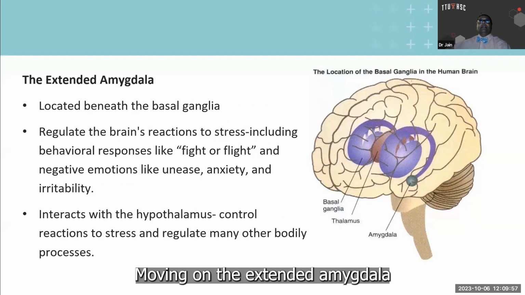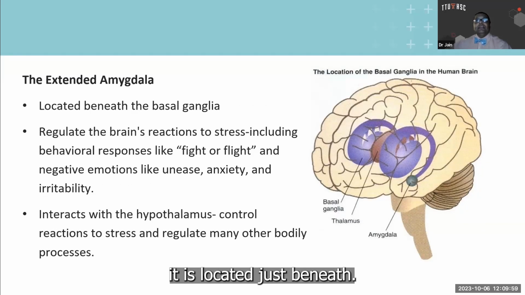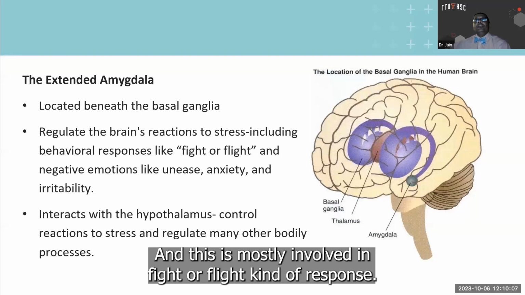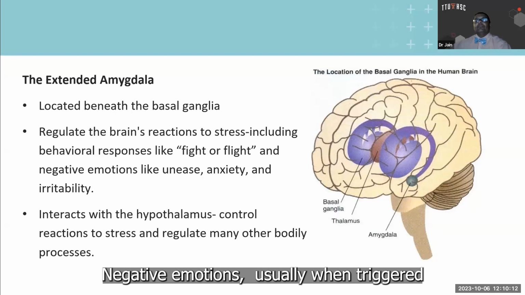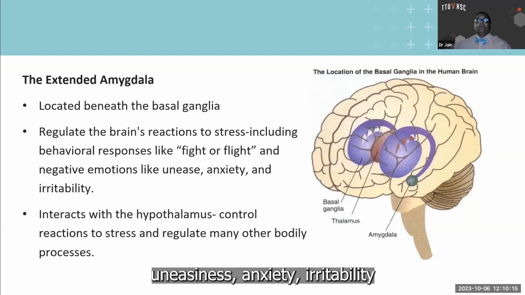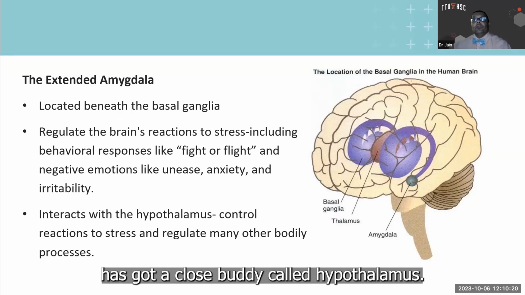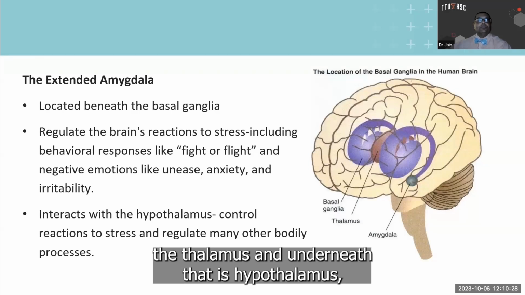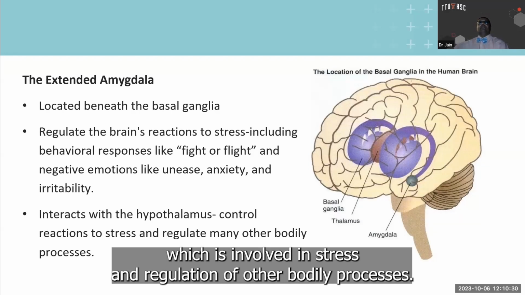Moving on, the extended amygdala. It is located just beneath, this green, nodular, rounded body over here. And this is mostly involved in the fight or flight kind of response, negative emotions usually when triggered: uneasiness, anxiety, irritability. But the problem is the amygdala has a close buddy called the hypothalamus, with which it interacts very closely. This is the thalamus, and underneath that is the hypothalamus, which is involved in stress and regulation of other bodily processes.